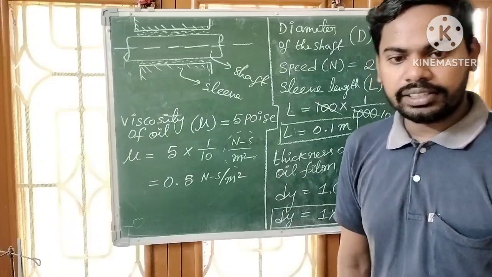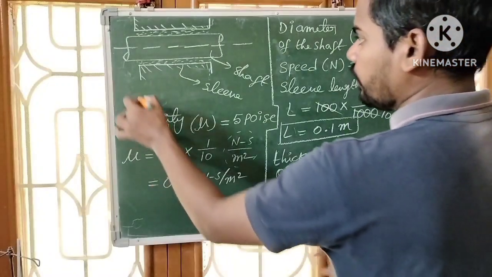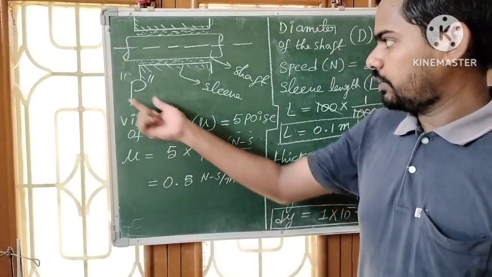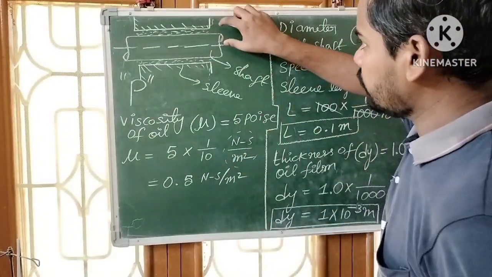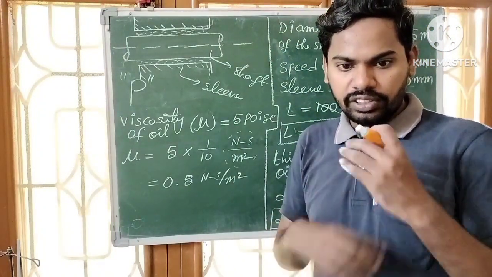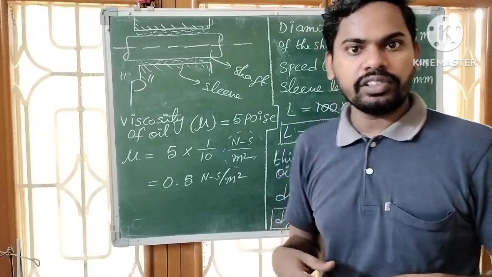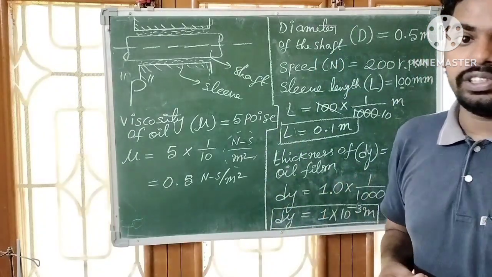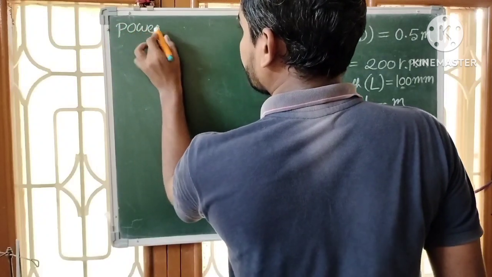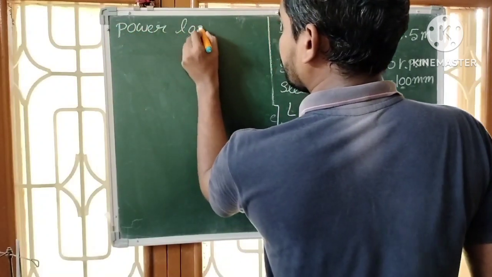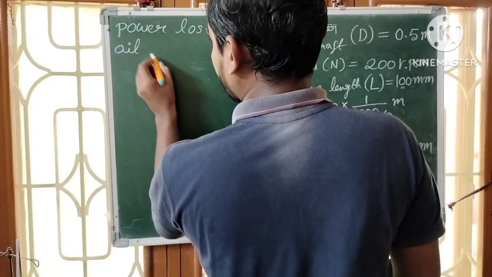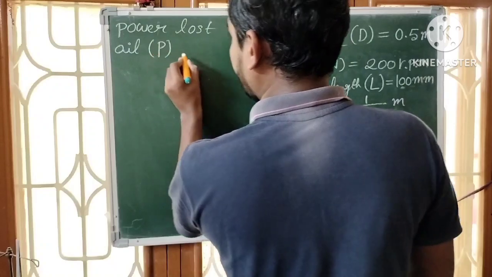Next, at last we have to find the power lost, capital P, in the oil. Due to viscosity, there is some power lost in the oil, viscosity valla emotundi. So we have to find that power lost. Okay, let's solve. Power lost in oil, denoted by capital P.